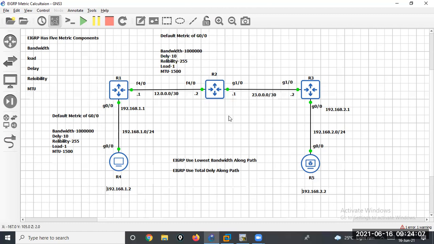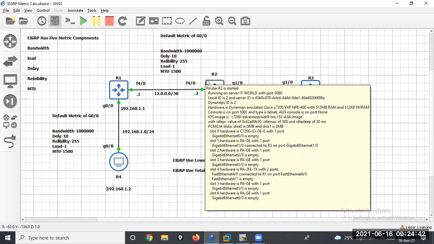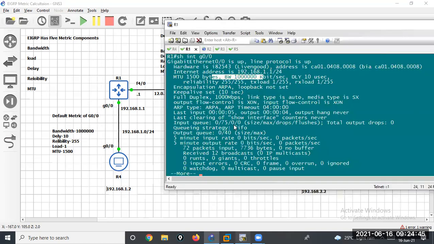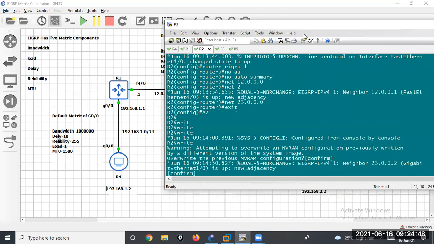See, now router 2 has received the 192.168.1.0 network with the metric: how much bandwidth? 1000 Mbps, right? And what is the delay? 10. What is the reliability? 255. What is the load? 1. What is the MTU? 1500 bytes. But EIGRP compares metrics. So R2 receives the network on which interface? R2 receives the 192.168.1.0 network on the F4/0 interface. Now, what are the default metrics of FastEthernet? Come to router 4. What is the interface, up to F4/0, right?